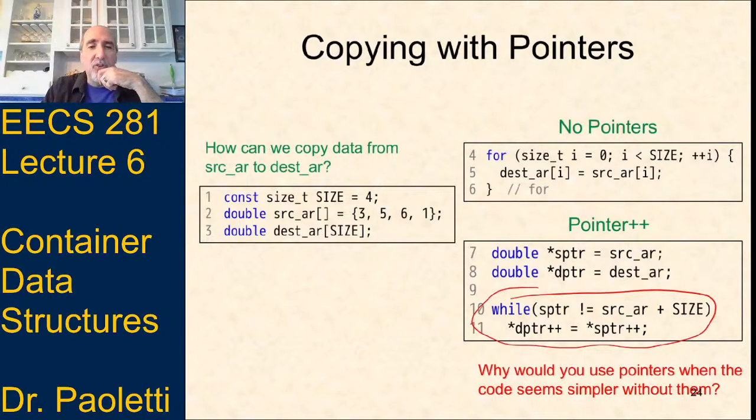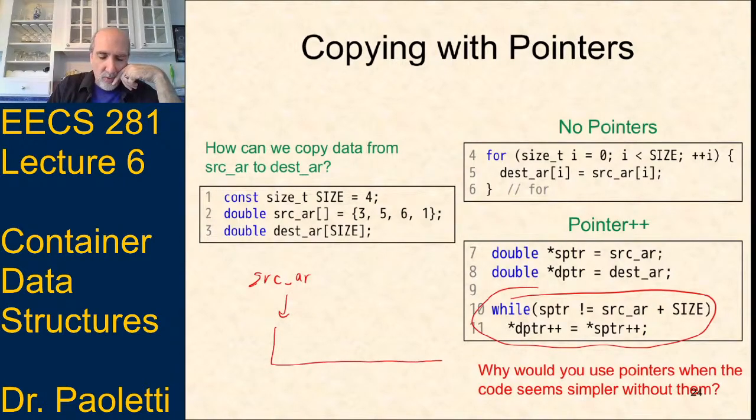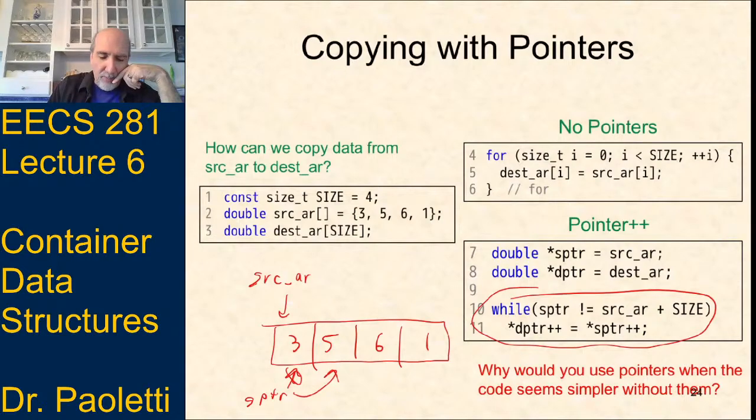Now, last thing is the while loop. Why is it source pointer not equal to source array plus size? Okay, so if I'm looking in memory, the source array points to somewhere which has 4 elements, 3, 5, 6, 1, and then I make a source pointer. Source pointer points here. I copy it and then I move it over. Then I copy it and I move it over, copy it and move it over, copy it and move it over to the end.